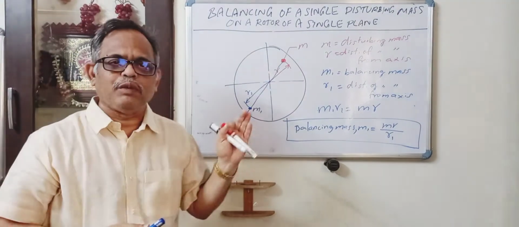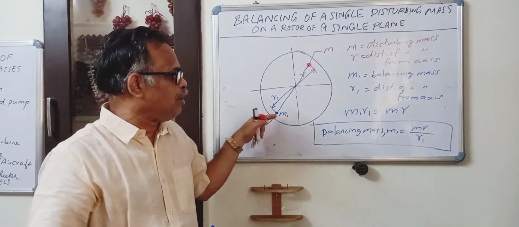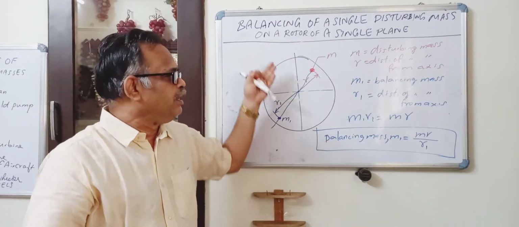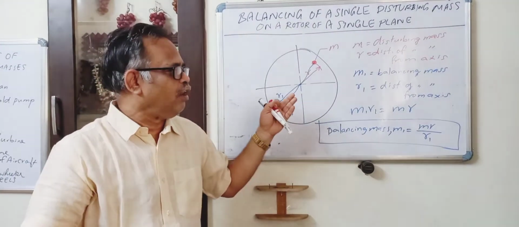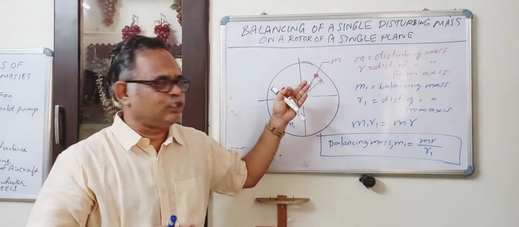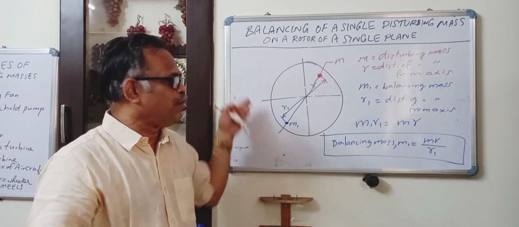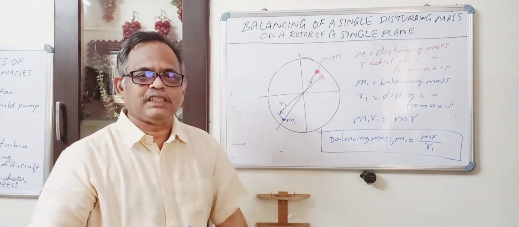This is the simplest example, where only one disturbing mass is there, with another balancing mass on the same plane. It is a single plane rotor, or a very thin rotor, like fan blades or something like that. If it is in one plane, it can be balanced like this. This is the simplest case possible.